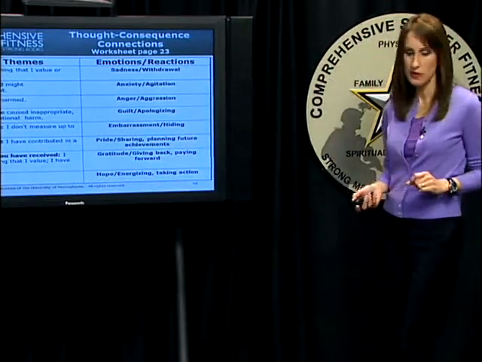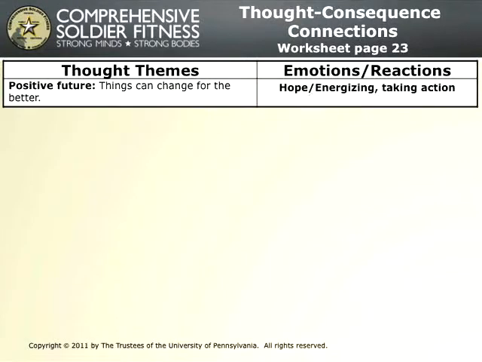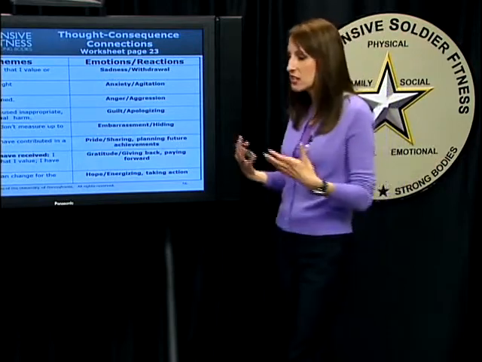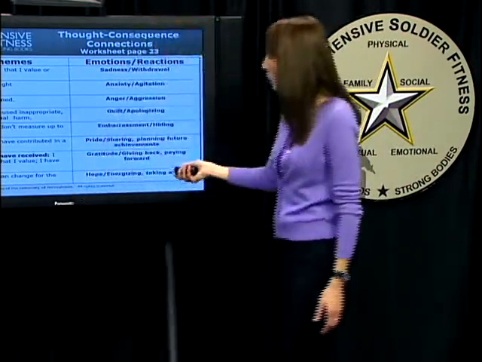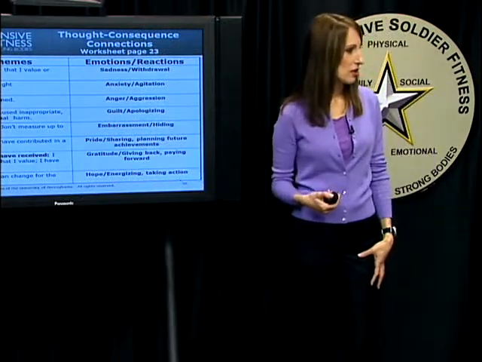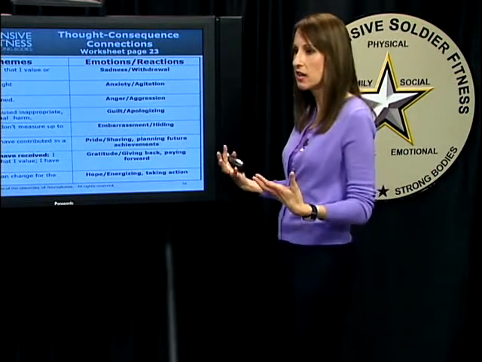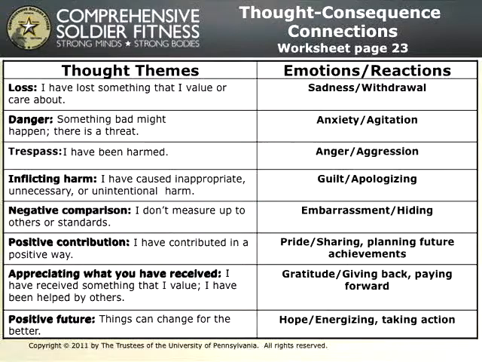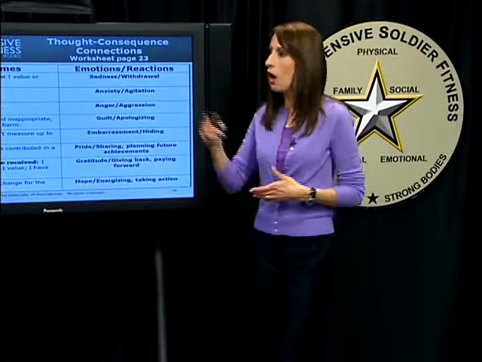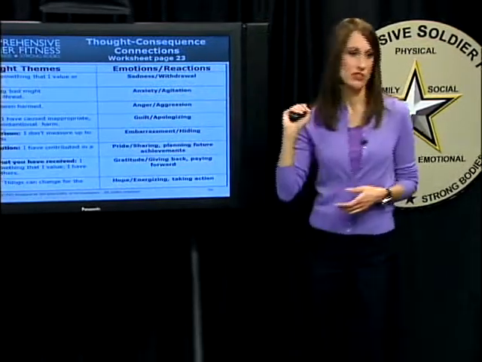Last one, positive future. If my heat of the moment thoughts are about positive future, and that's things can change for the better, well, the thought theme of positive future is going to lead to a feeling of hope. If I'm thinking about how things can change for the better, I'm going to feel hope, and my reactions are around energizing or taking action. When I feel hopeful, I tend to feel motivated and ready to take on something new, to take action. So this thought consequence chart helps us to understand why we feel what we feel and do what we do. Our thought themes drive our emotions and reactions.